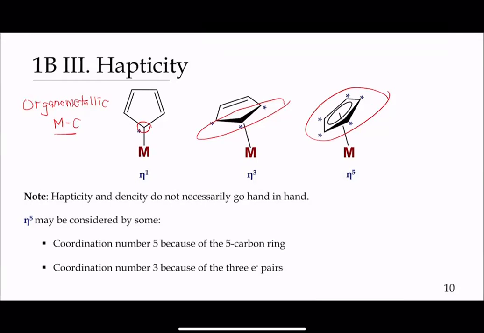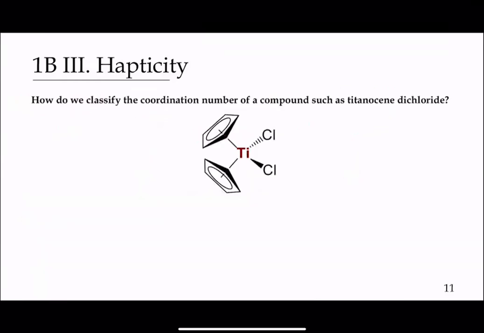So then you would think, well, maybe that's a coordination number 3. But it also gets more complicated when we see certain structures, like this particular structure that has a titanium center. This compound is referred to as titanium dichloride. We have 2 of those cyclopentadienyl rings coordinated to the titanium, and you have 2 chloroligands. So how do we define this coordination number?